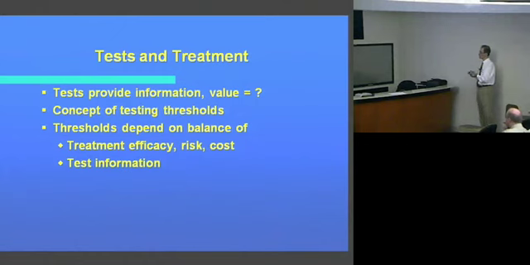Maybe you could also add a test and then decide who to treat. So the concept is that there's a treatment if you have a testing threshold as well, and we ought to set things up this way so that there is a zone in which we should test people. And exactly where you draw those lines depends on how good your treatment is and how risky and costly it is and how informative your test is.